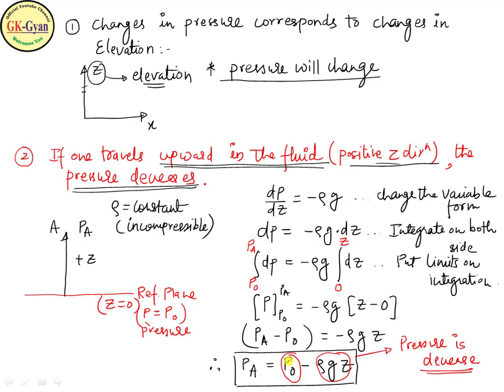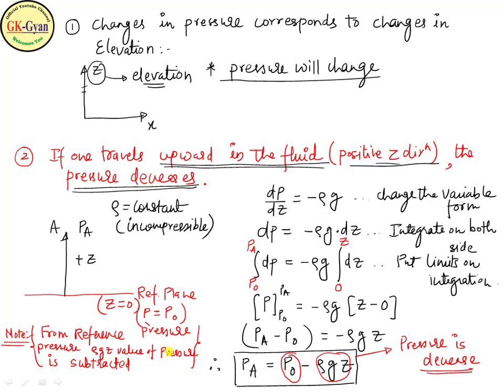Are you getting the point? So note down here what you are doing. From the reference pressure, the rho gz value of pressure is subtracted. So that's why if you move upward in the fluid in the positive z direction, the pressure will decrease. Got it?